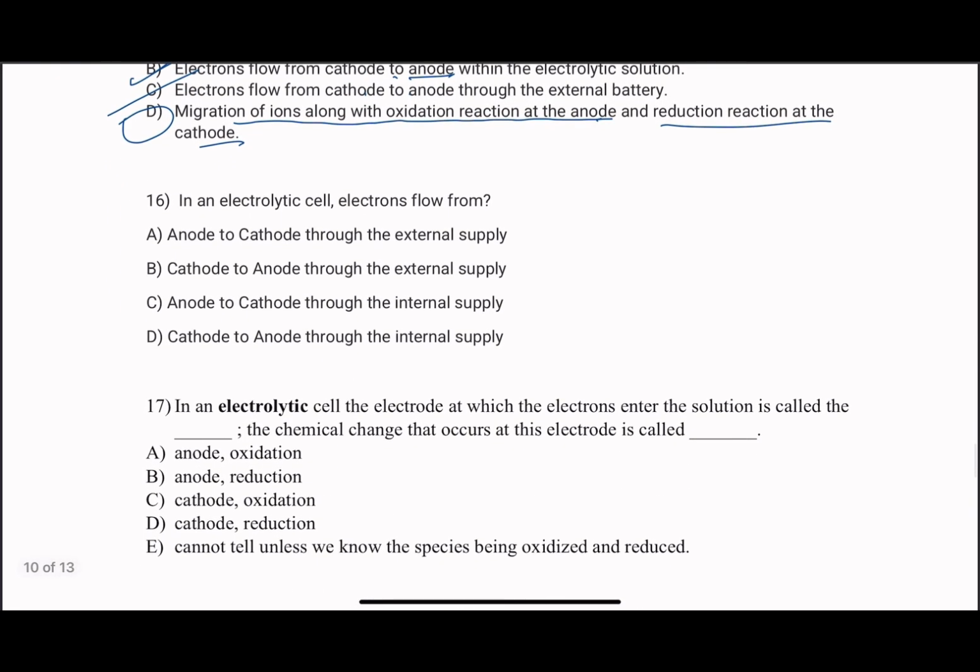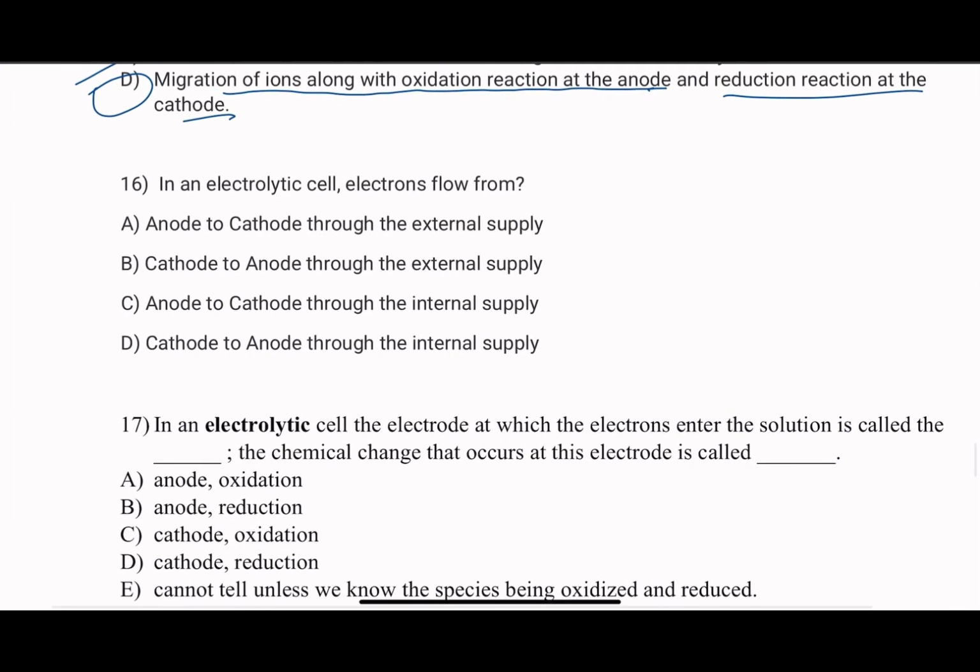16. In an electrolytic cell, electrons flow from anode to cathode through an external supply, or cathode to anode through an internal supply. We know that in an electrolytic cell, it flows from anode to cathode. Okay, but how does it happen? Through internal or external? We said that we use a battery, so it is an external supply.